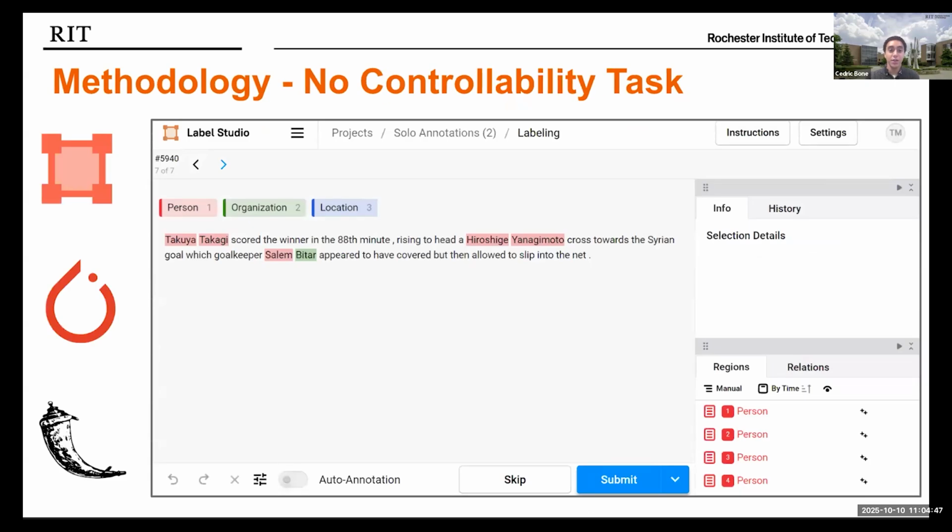This is what the front end of my IML system looks like. You can see that users are given a piece of text. They have to find the named entities and then place them into categories, in this case, person, organization, and location. I made the system with Label Studio, an open source labeling software, PyTorch for the LSTM model, and then I used Flask for the controllability aspect.